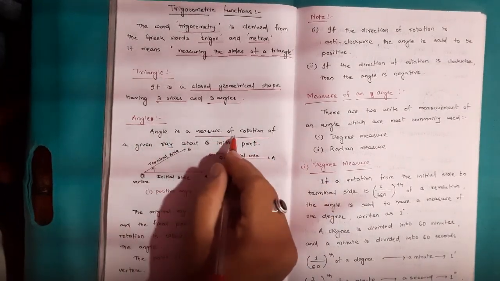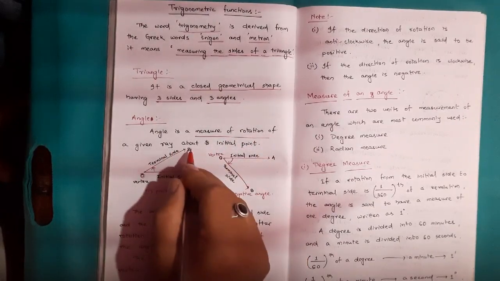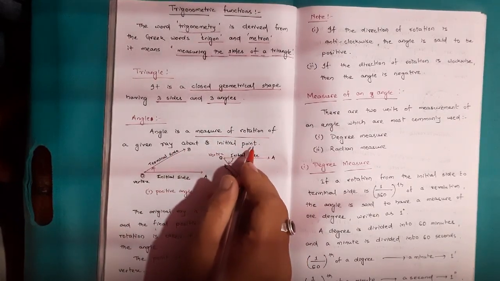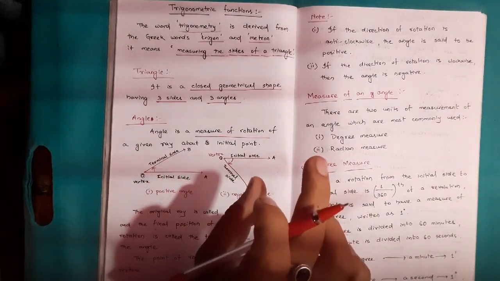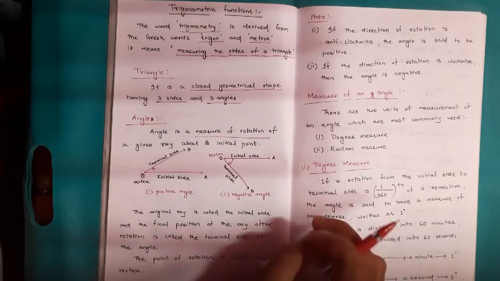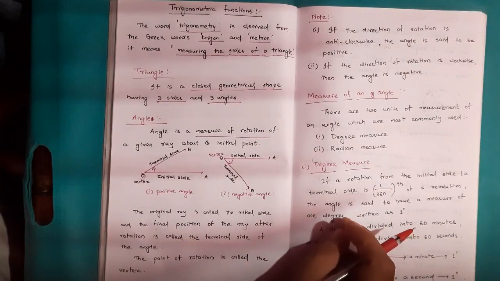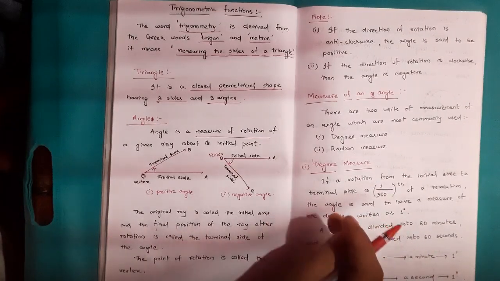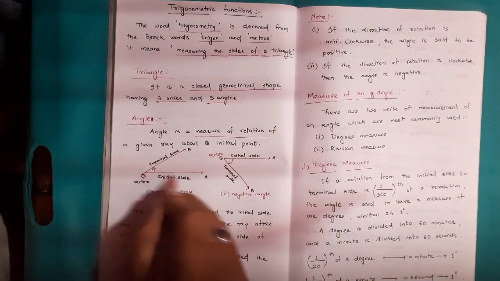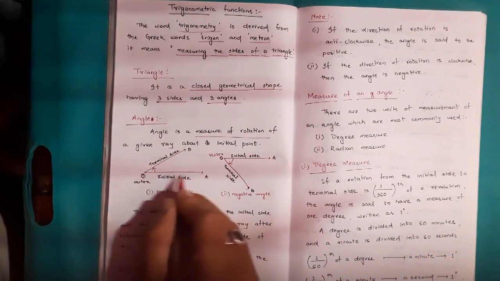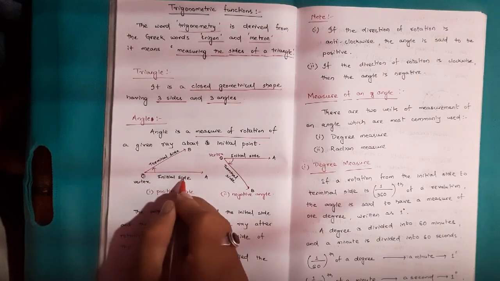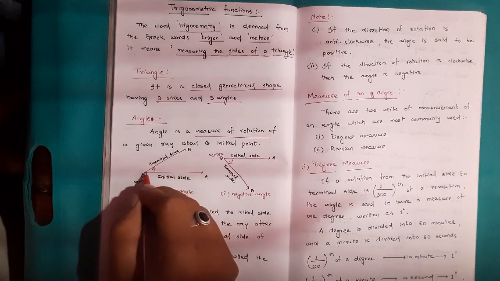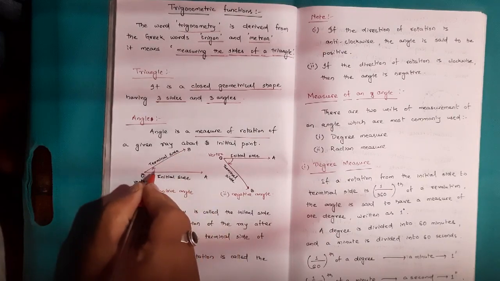Angle is a measure of rotation of a given ray about its initial point. That is, when a ray moves from its initial point to a final point, the rotation is said to be the angle of rotation. In the figure, OA is a given ray, and OA moves from OA to OB. OA is the initial side, it moves from OA to OB, and OB is the terminal side. The rotation is called the angle.